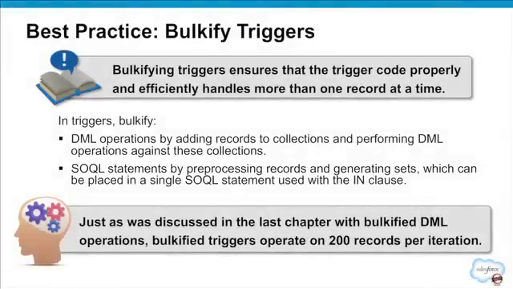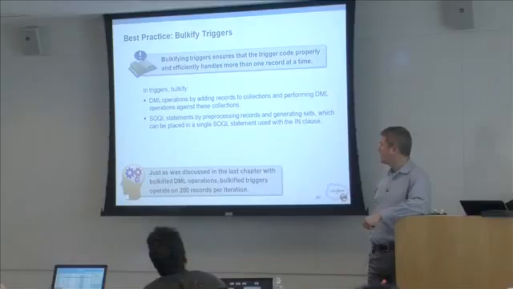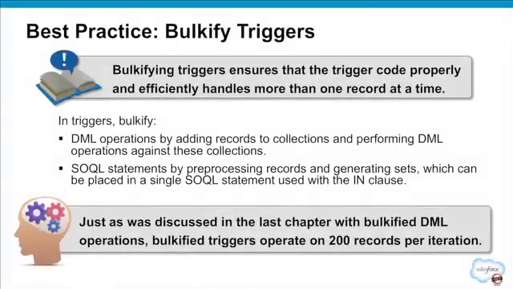Bulkify your triggers. We're going to be passed between 1 and 200 records in trigger.new. So it's your job to make sure that when you're executing your trigger and iterating over trigger.new, or if you're in a helper method iterating over that list, you're not surrounding that with things like SOQL statements and DML operations. Make sure that you're operating in bulk utilizing lists.